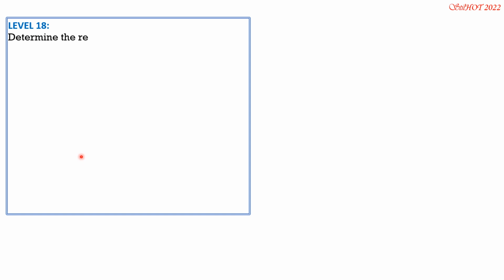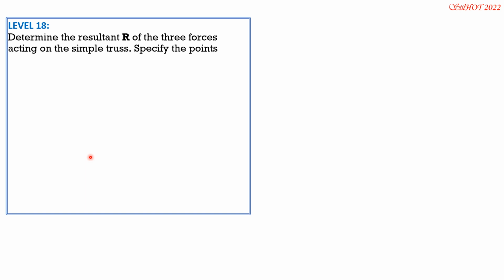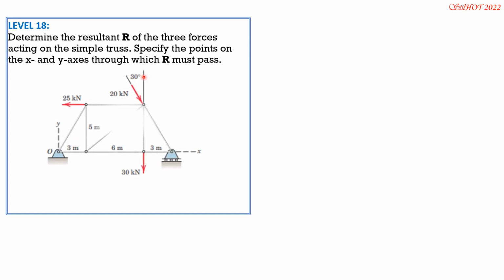Level 18 problem. Determine the resultant R of the three forces acting on the simple truss. Specify the points on the X and Y axis through which R must pass. So here is the figure. There are three forces again. Let's compute for Rx. Beginning with 20, 20 sine of 30 rightward, so it is positive, then minus 25. Rx is 20 sine of 30 degrees minus 25. So Rx is negative 15 kilonewtons.